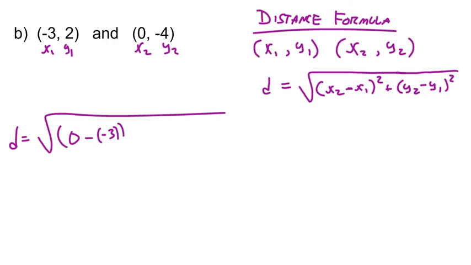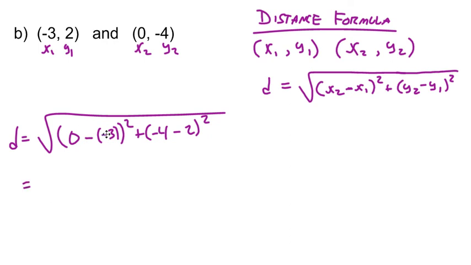And so I guess the trickiness right there is because it's a -3, you've got to put parentheses to show that it's minus a negative, and squared, plus y2. y2 is -4, so -4 minus y1. y1 is 2, squared. Now let's just simplify this, and then we're going to be done.